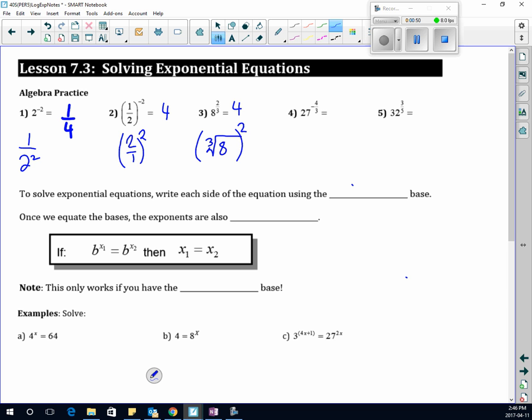Next one. Again, we're going to cube root it first. So we're going to cube root 27, and then that's going to be to the power negative 4. So what's the cube root of 27? What's 3 to the power negative 4? 81 where? Top or bottom? 1 over 81. Very good.